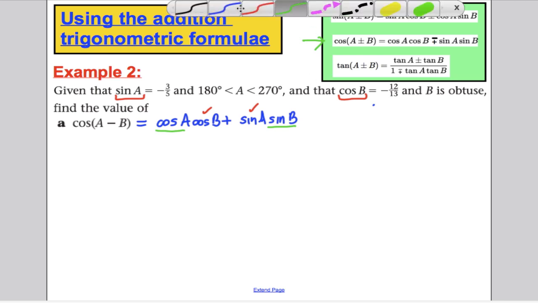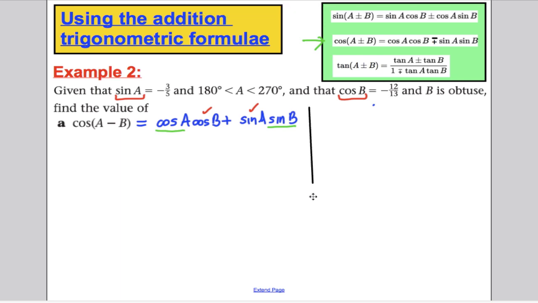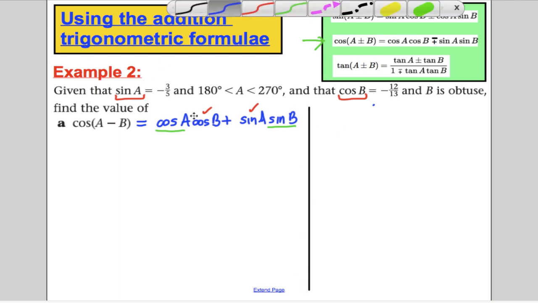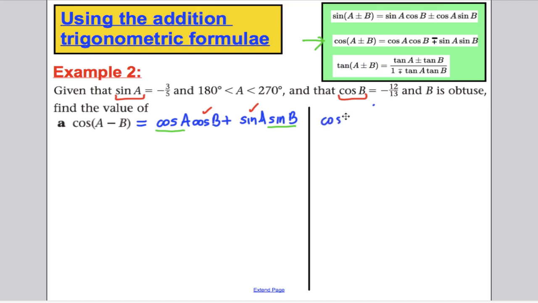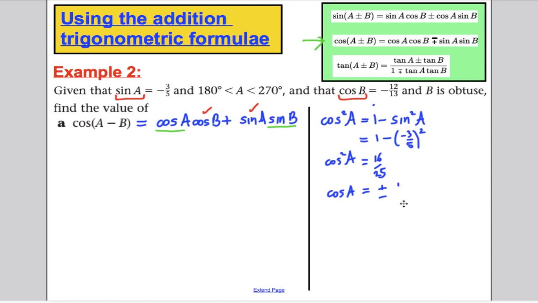Now, how are we going to find cos A? I'm going to do a bit of side working down here. Well, you can use the identity that cos squared A is 1 minus sine squared A. Okay, and that would be 1 subtract negative 3/5 squared, and you type that on your calculator and you would get 16 over 25. So you know cos squared A is 16 over 25, so cos A, taking square roots of both sides, is plus or minus the square root of 16 over 25.